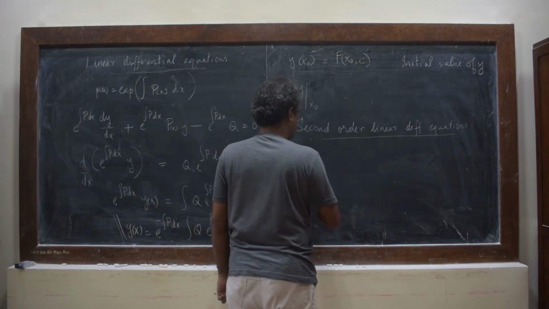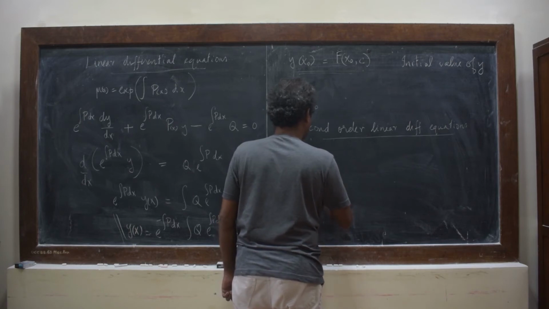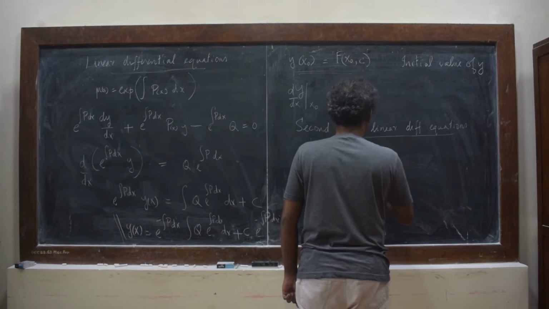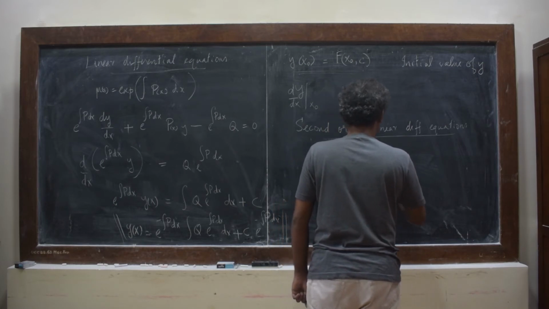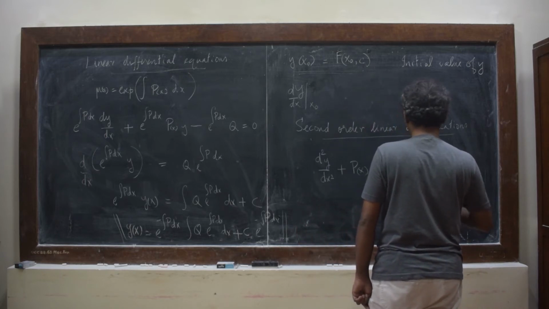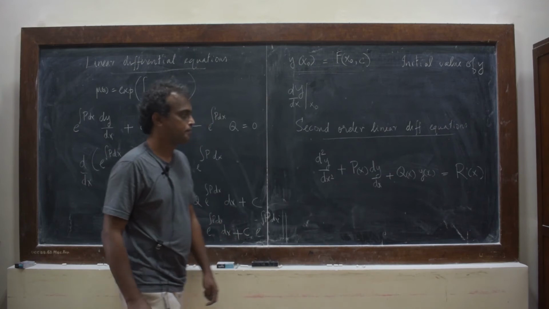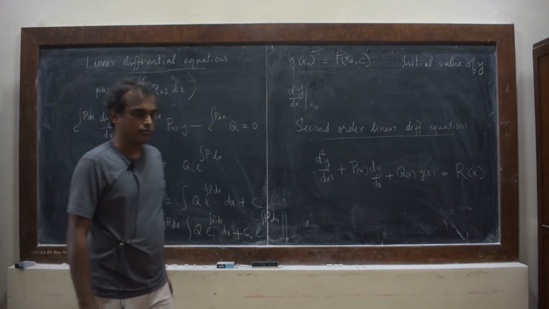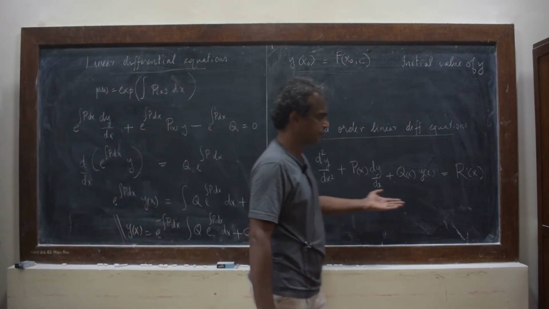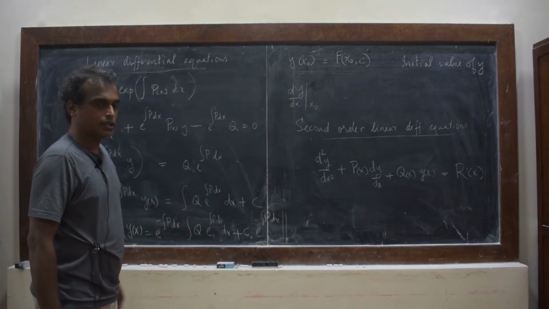And a linear second order differential equation usually will be stated as follows: d square y by dx square plus p of x into dy by dx plus q of x into y of x equal to some r of x. Okay, at this stage onwards, we need to introduce certain classifications of our differential equations. And let me begin by saying those.